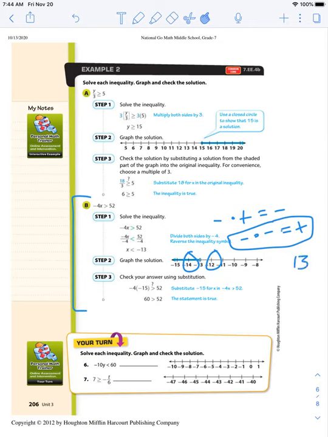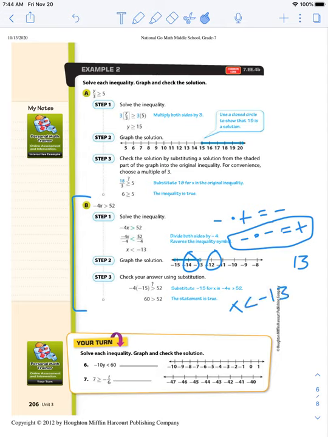Say, let's try positive 13. Positive 13 times negative 4. So any positive number times negative 4 is going to be negative, which is going to be less than 52. So for negative 4x to be greater than 52, it would have to be a negative number so that the negatives cancel out, and that negative number has to be further from 0 than negative 13. All right, so our answer would be x is less than negative 13.